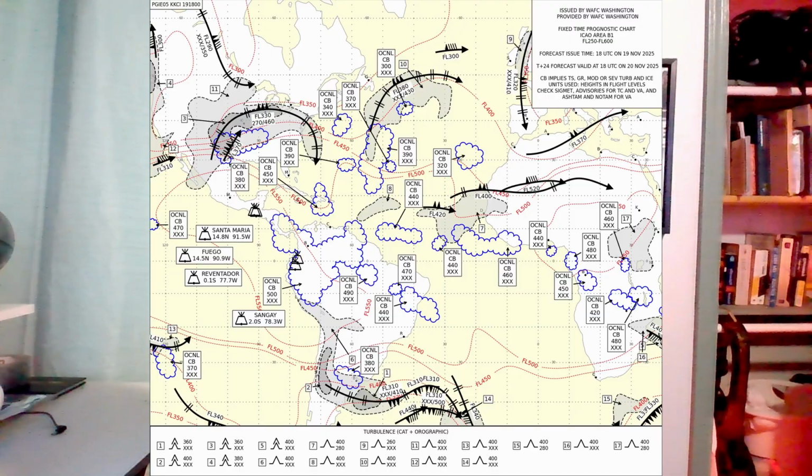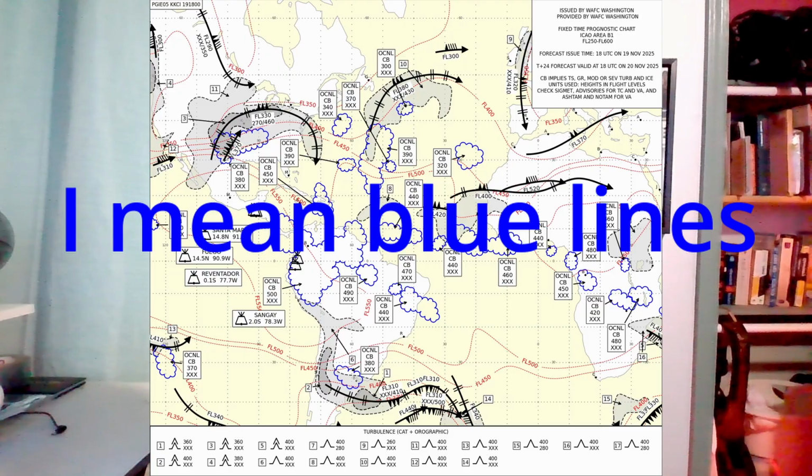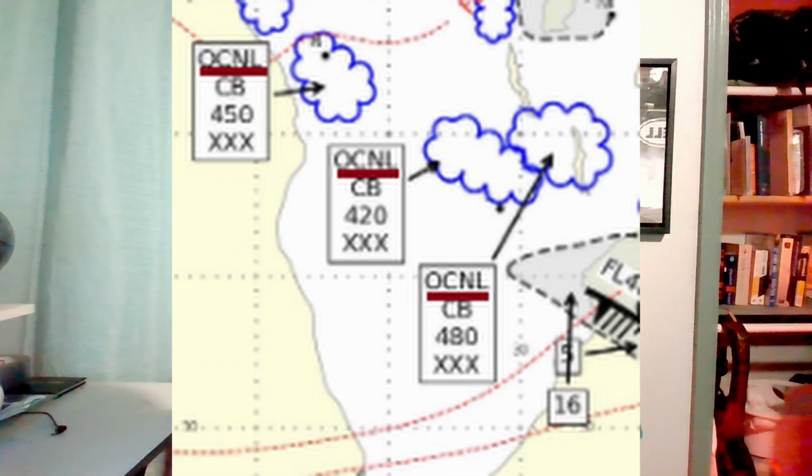Thunderstorms are indicated by the red scallop lines and come with an indication of severity or coverage. OCNL means occasional thunderstorms. ISOL means isolated, and FRQ stands for frequent. Convective activity includes tops and bases of clouds.